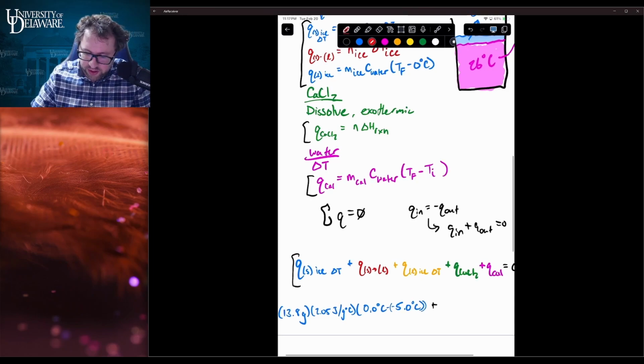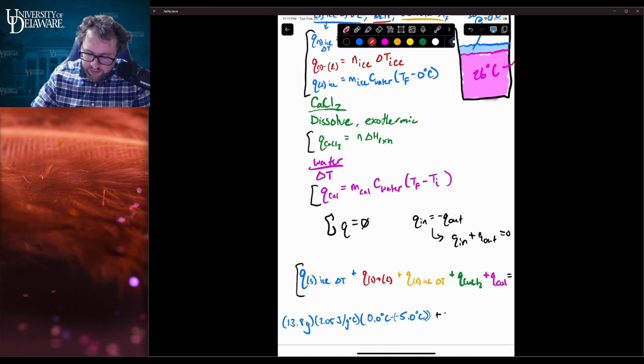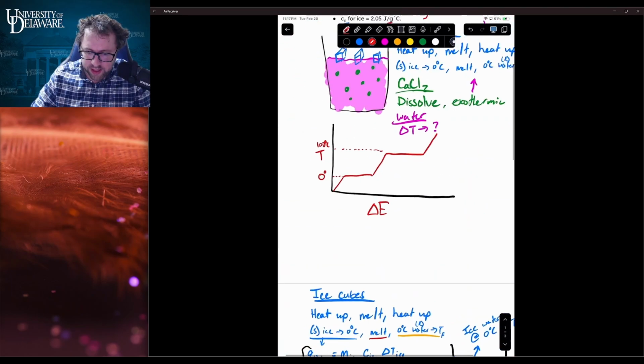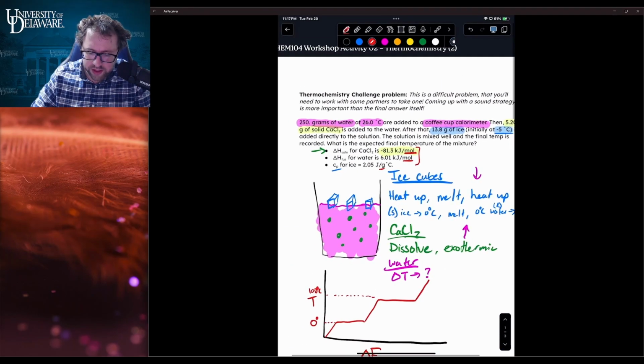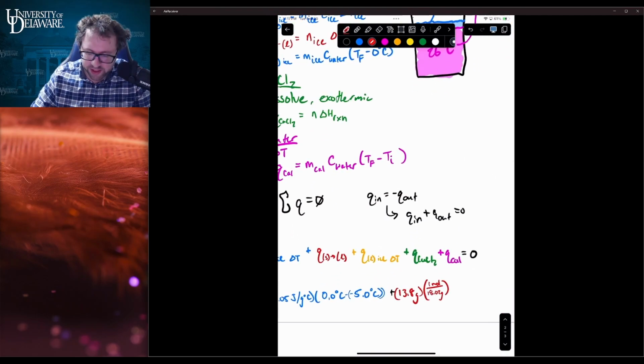Now we want that phase transition. So remember, this is going to be the moles of ice. So we have to take our 13.8 grams and divide it by the molar mass, I guess. So we have 1 mole per 18.02 grams. And then the enthalpy of fusion of water, 6.01 kilojoules per mole. And remember, fusion is specifically defined as melting stuff, so we don't need to worry about changing the sign.